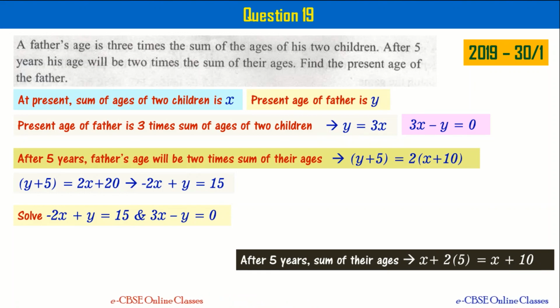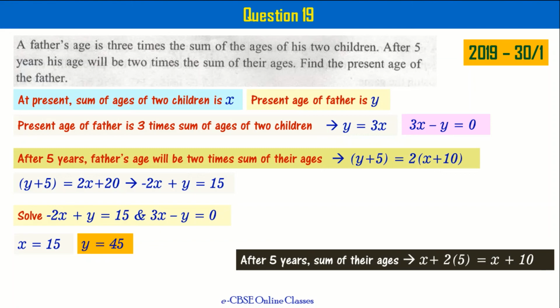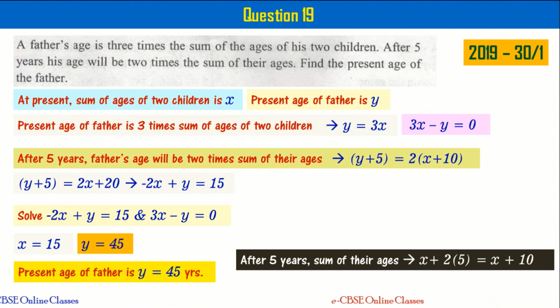I'm not going to solve these problems. Simply let me write the answer, that is x equal to 15 and y equal to 45. You solve the given equations using elimination method or substitution method so that you can find x equal to 15 and y equal to 45. So to answer the question, the present age of father y is going to be equal to 45 years. Please take a note of that.